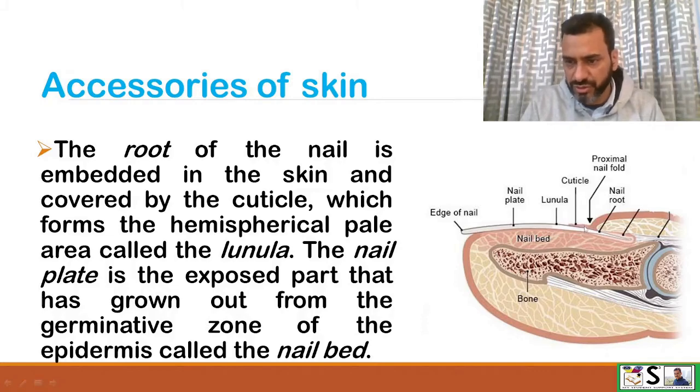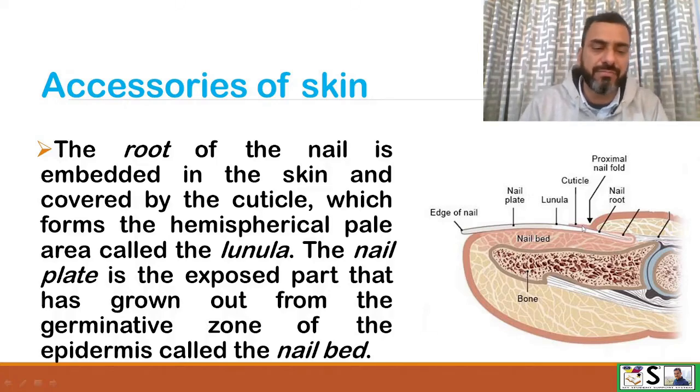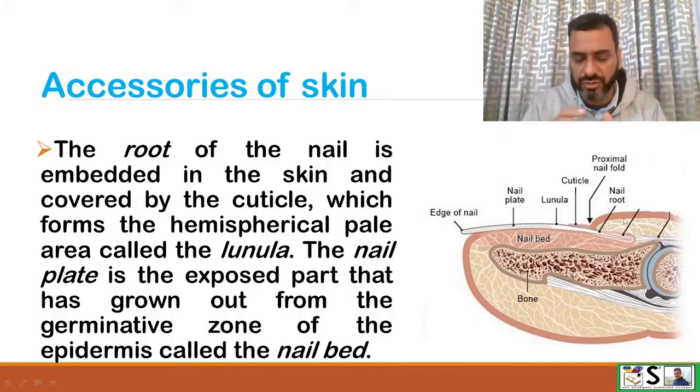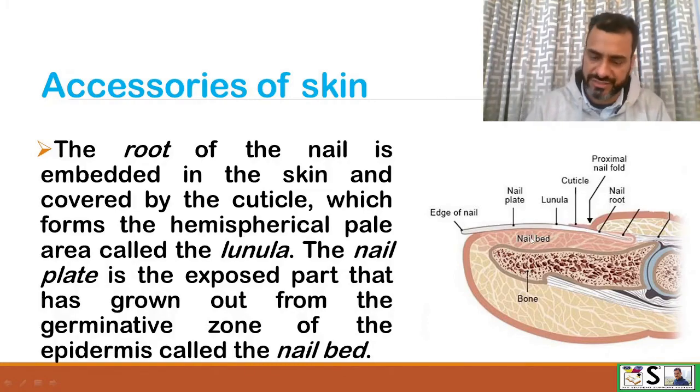So this portion of skin is cuticle, which forms the hemispherical pale area called lunula. So there will be a pale area called lunula. The nail plate is the exposed part that has grown out of the germinative layer inside. This part is known as nail plate, and below the plate there is nail bed. So this is the basic structure of our nails.